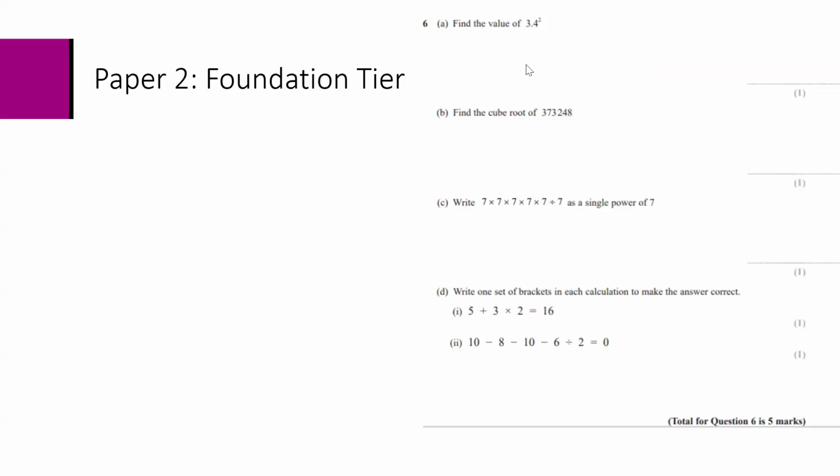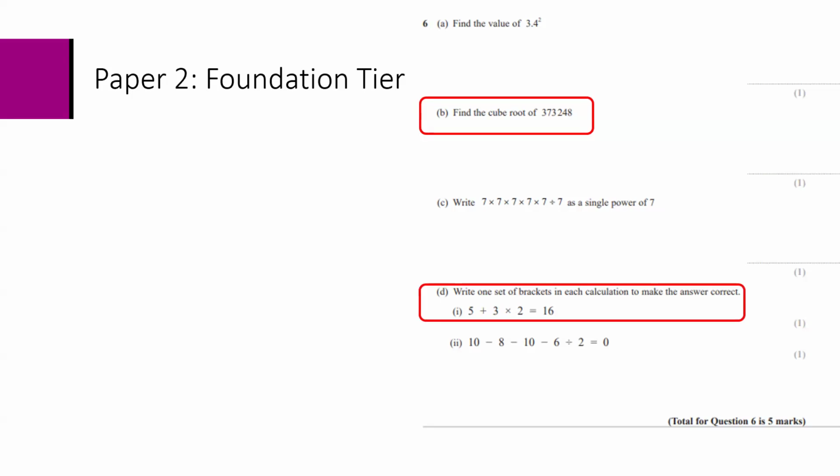Likewise on question 6. So find the value of 3.4 squared, cube root of a number, write as a single power of 7. That's tricky. And then adding brackets to make the answers correct in terms of the order of operations. But it's actually this question that students struggle with, and I'm going to compare it to this adding brackets. So here are the data.